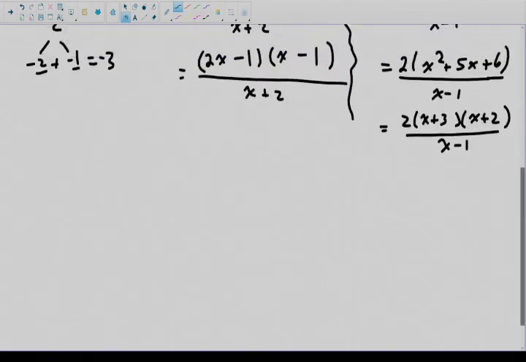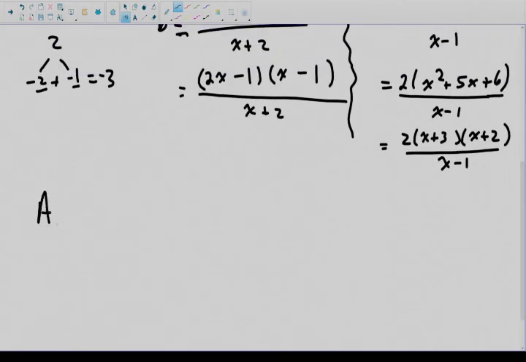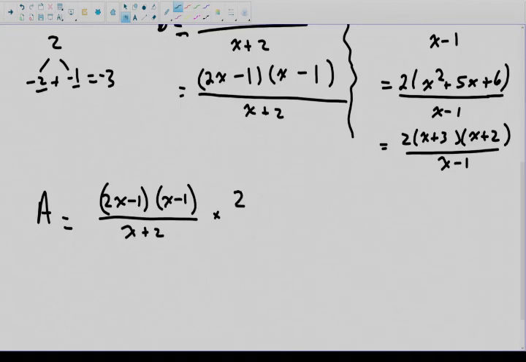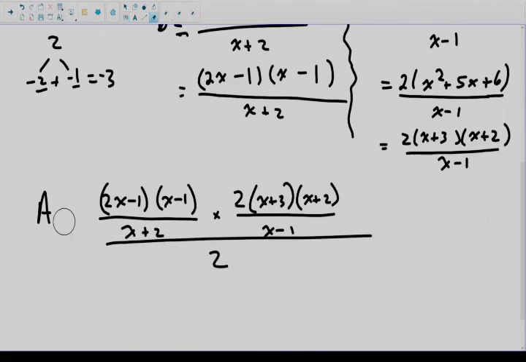So now we have to substitute those things into the area of the triangle formula. So base times height, so 2x minus 1 times x minus 1, all divided by x plus 2, times the height, which is 2 times x plus 3, x plus 2, all divided by x minus 1, and all of that is divided by 2. You have to be careful when you write an equal sign. The formatting is supposed to be the equal sign is around the main division of the ratio. If I wrote the equal sign up here, that's technically wrong.